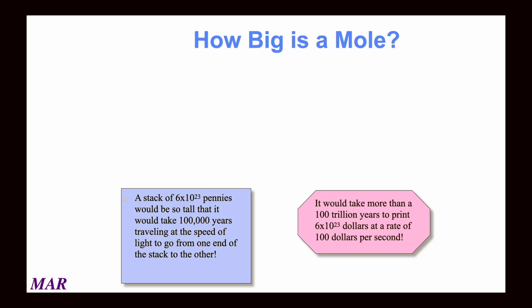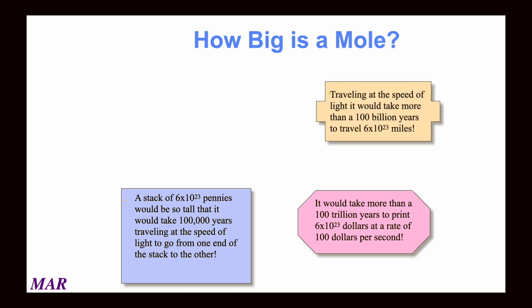It would take more than 100 trillion years to print 6 times 10 to the 23rd dollars if you can print at $100 a second. And that's pretty massive speed right there. But this 6 times 10 to the 23rd is so large, it would take forever. So it would take just incredible amounts of time just to print the dollar bills. If you traveled at the speed of light, it would take more than 100 billion years to travel 6 times 10 to the 23rd miles. So again, just a massive distance.